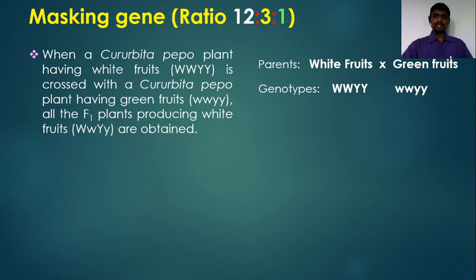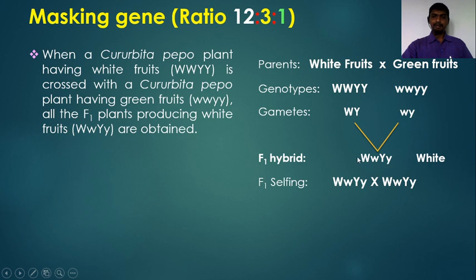So white fruits have a genotype of capital WWYY and the green fruits have a genotype of small wwyy. The gametes are capital W, capital Y, and here the gametes are small w, small y. When these gametes fuse during fertilization, it produces the F1 hybrid having a genotype of capital W, small w, capital Y, small y. The color is white. So the phenotype of the F1 hybrid is white colored fruits.